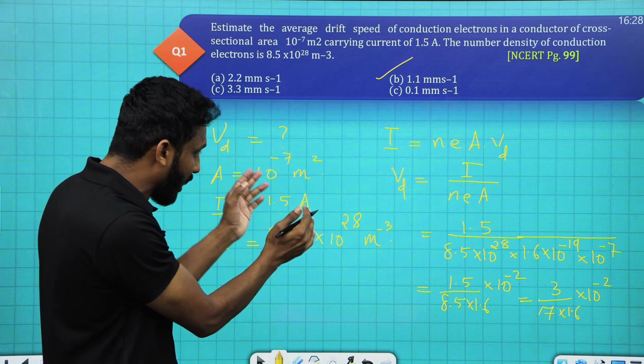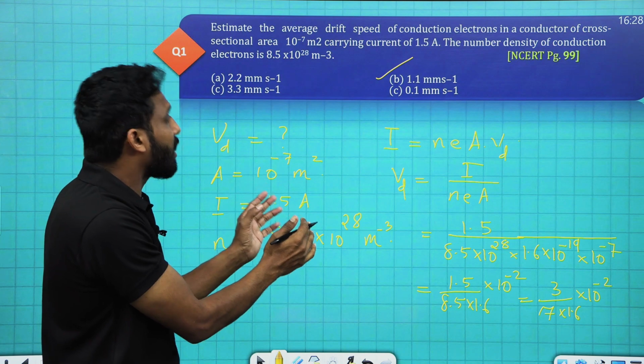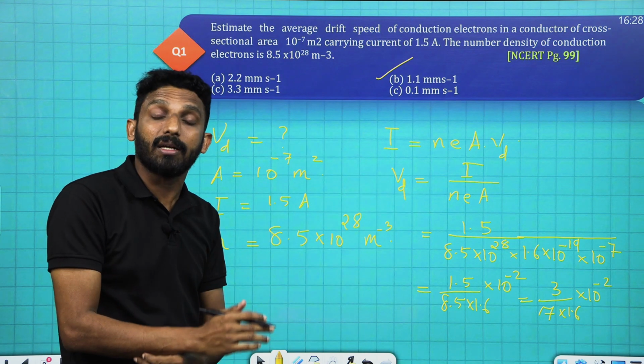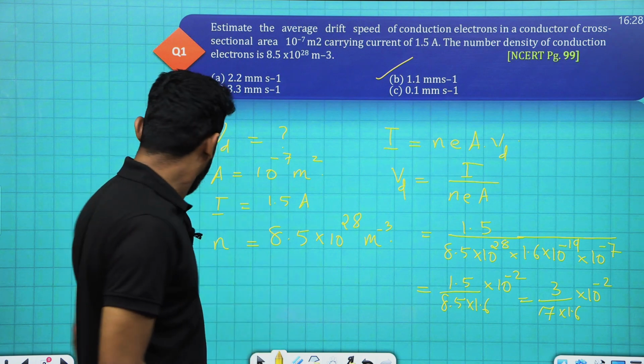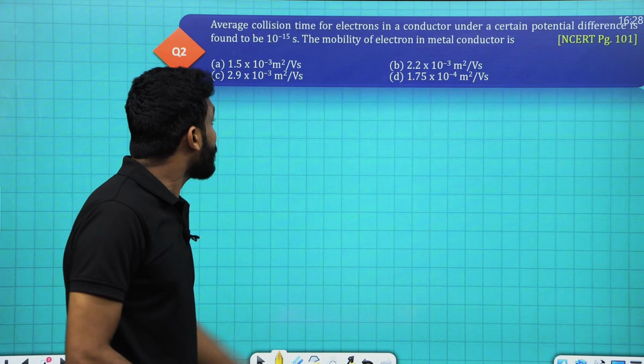This is a direct question which deals with the relation between electric current and drift speed of the electron. Clear? Okay. The next question.